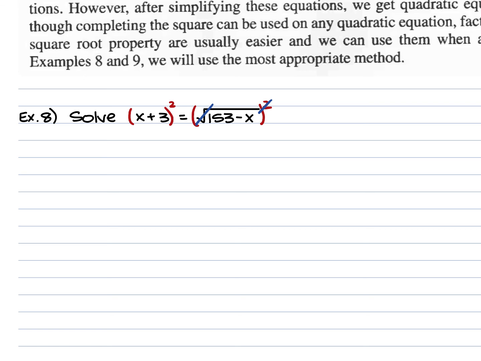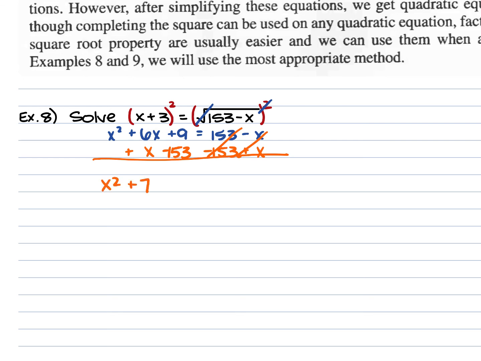That x plus 3 squared is a binomial squared, so you're going to get a perfect square trinomial, which means you're going to have x squared plus 6x plus 9 is equal to 153 minus x. From here, we're going to add the x to both sides. To move it over, we're going to subtract 153 from both sides as well. So these both cancel. We're going to be working with x squared plus 7x. 9 minus 153 is negative 144.